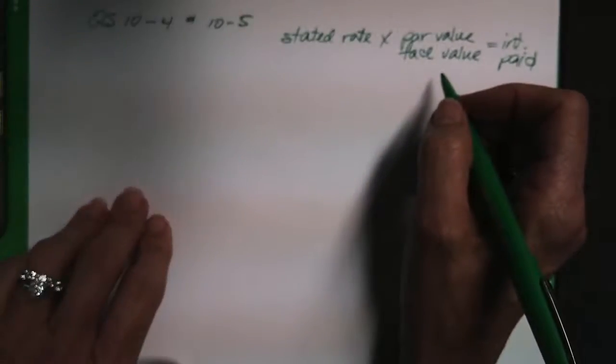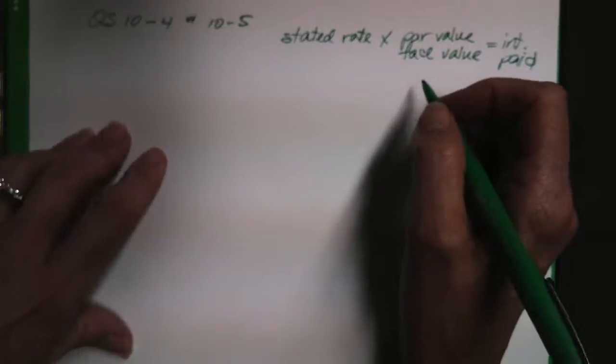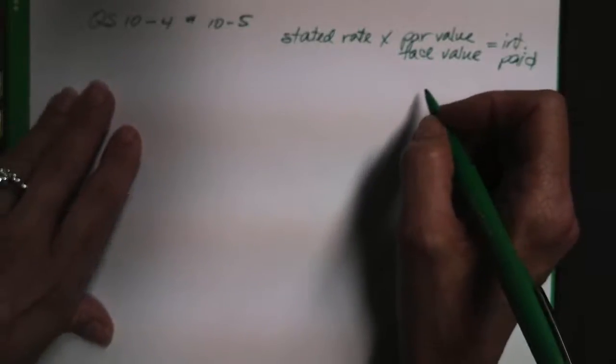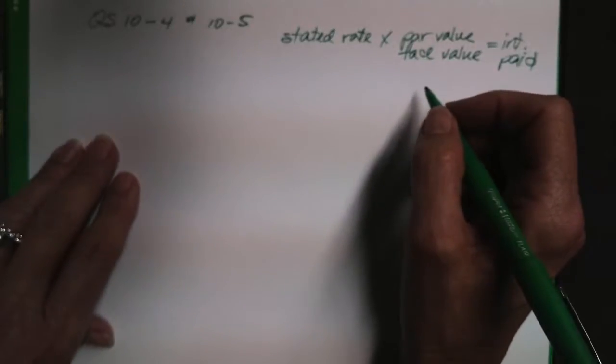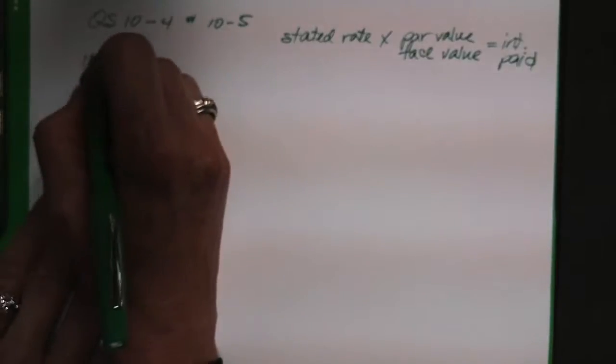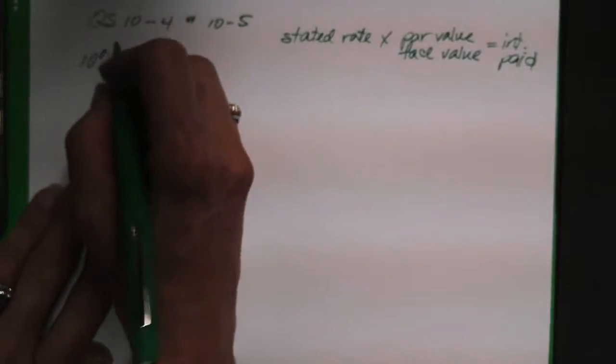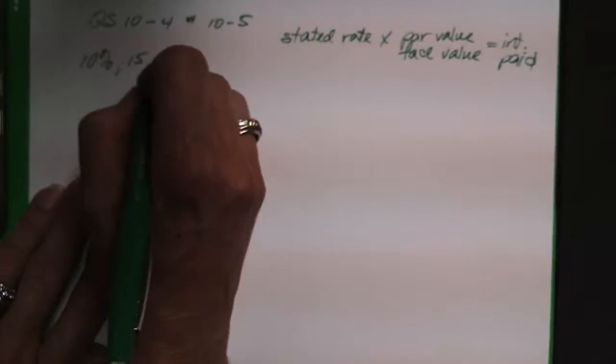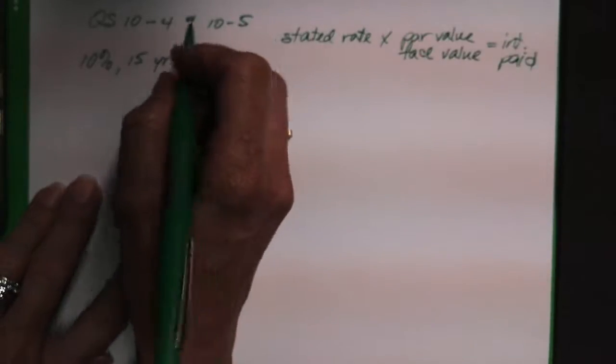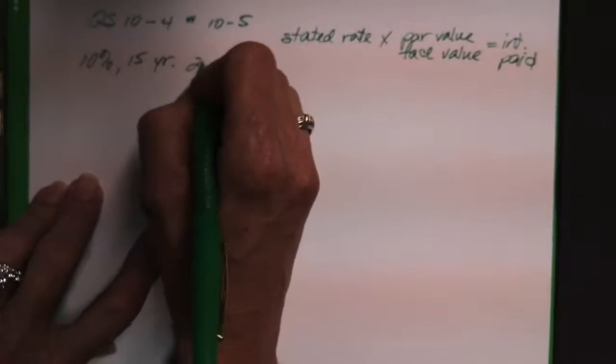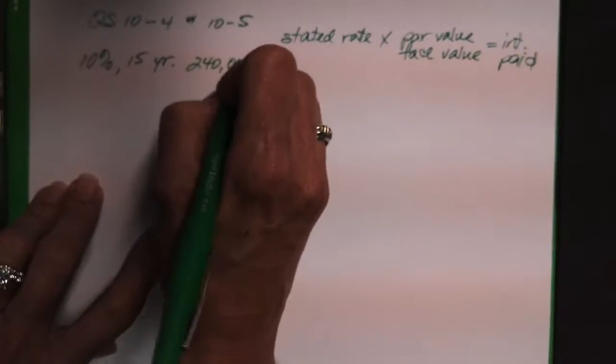Sometimes interest goes out once a year. Most of the time it goes out twice a year. Okay? So let's take a look at problem 10-4. It says that we've got 10% 15-year bonds with a par value of $240,000.